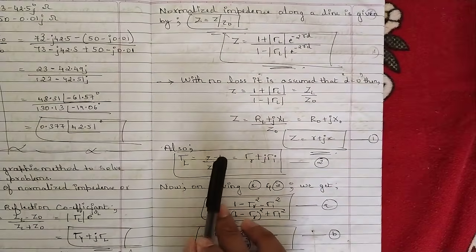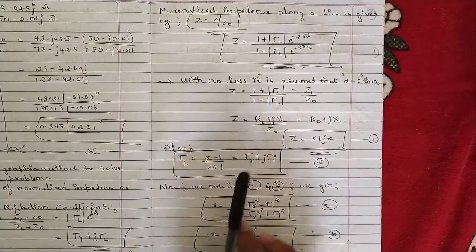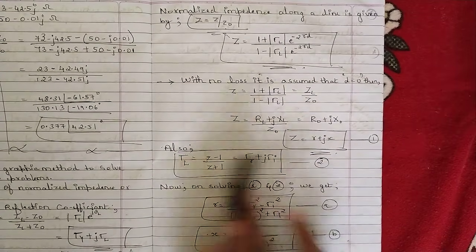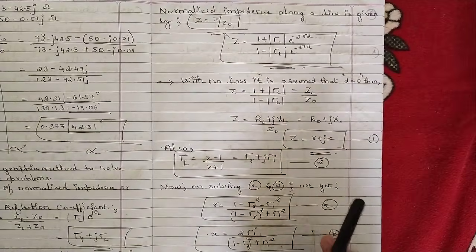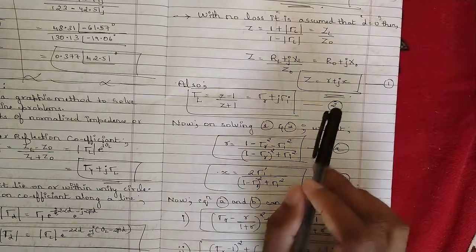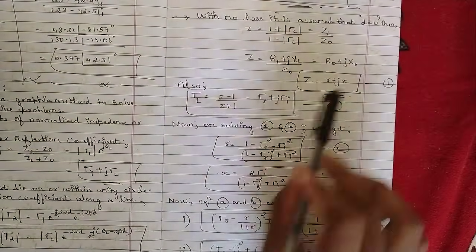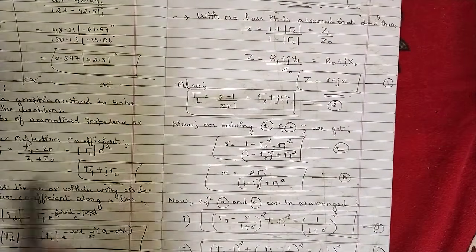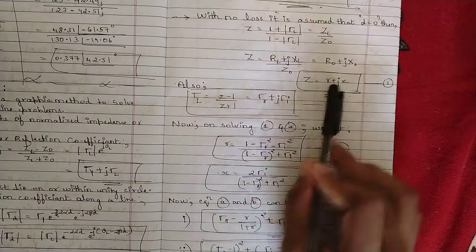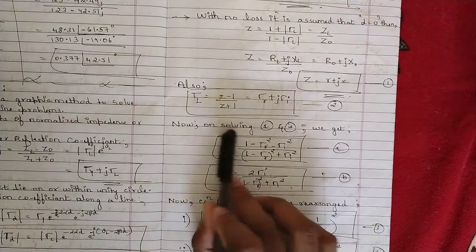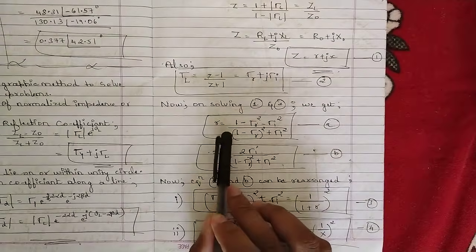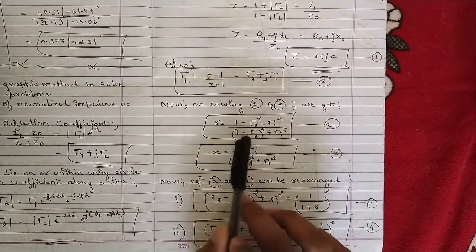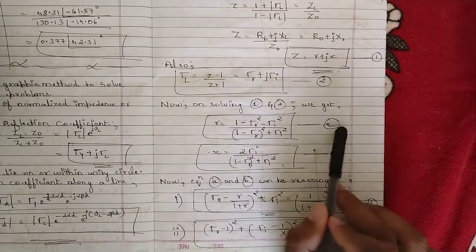Also gamma L with respect to z is z minus 1 divided by z plus 1, that is equal to gamma R plus j gamma I. Name this as equation 2. On solving equations 1 and 2, you would get one expression for r. The solving part is not required because it is a lengthy procedure, so you should remember this: when you solve these two equations, you get r equal to 1 minus gamma R square minus gamma I square divided by 1 minus gamma R the whole square plus gamma I square. Name this as equation A.